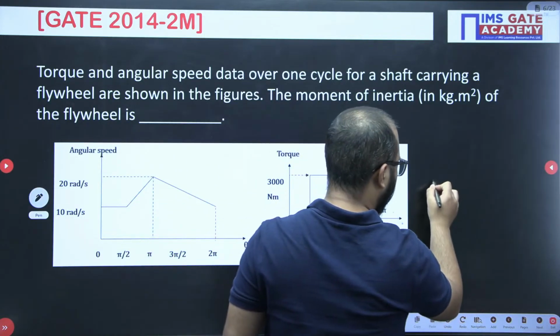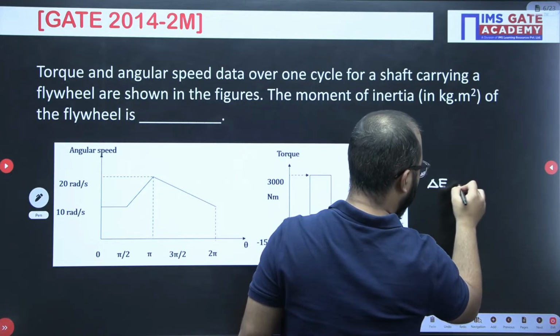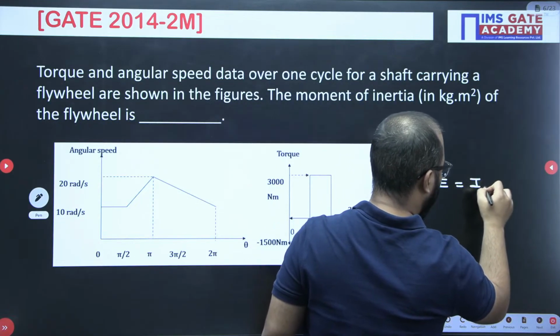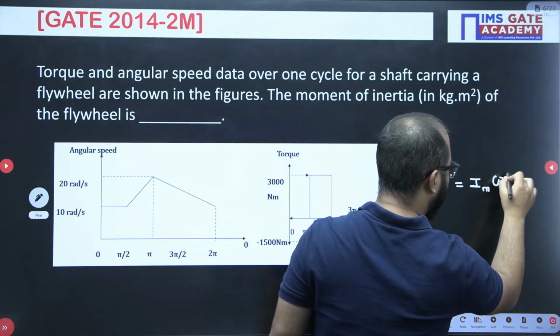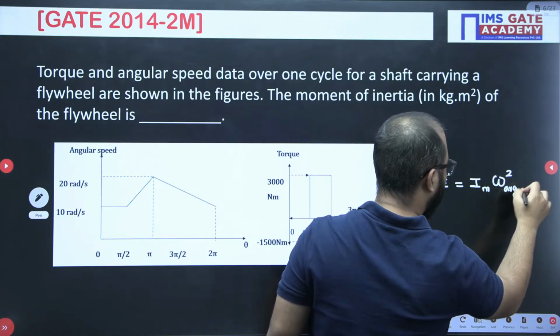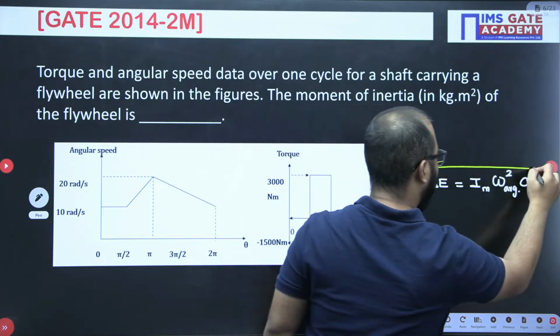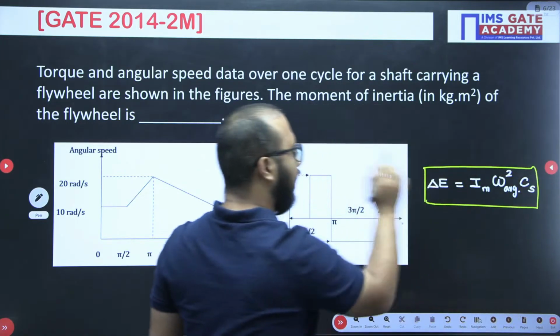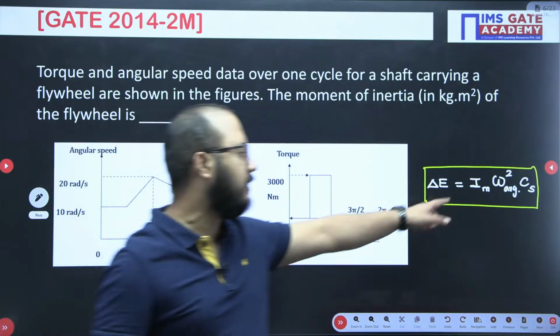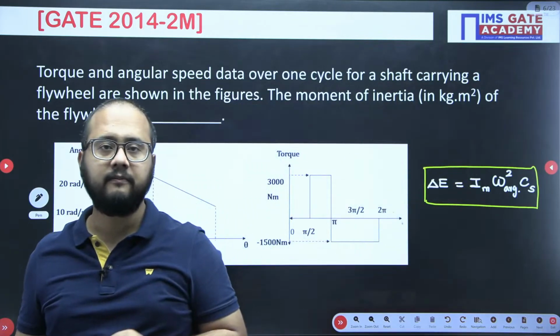Just see everyone. Delta E equals I, that is the mass moment of inertia of the flywheel, omega square average into Cs. So this is the formula we are having. You will be able to use this formula when we have the delta E value, then easily we can solve for the mass moment of inertia value.